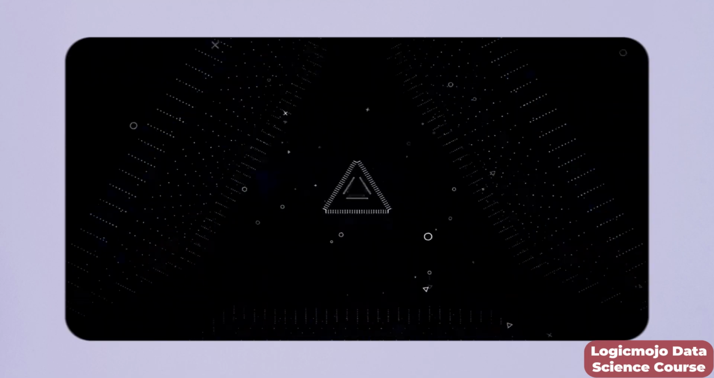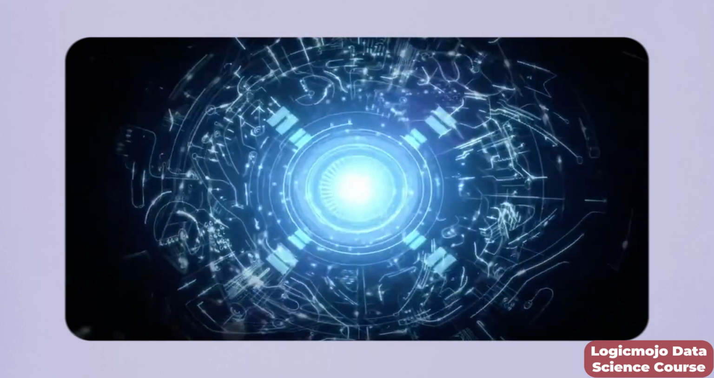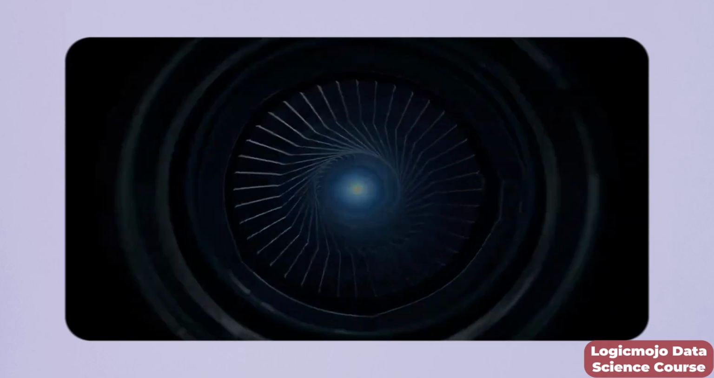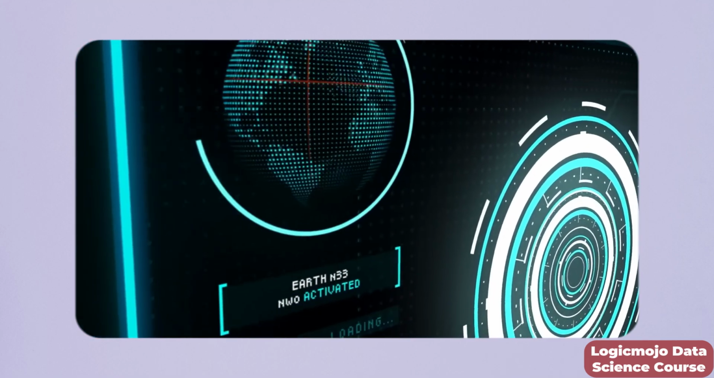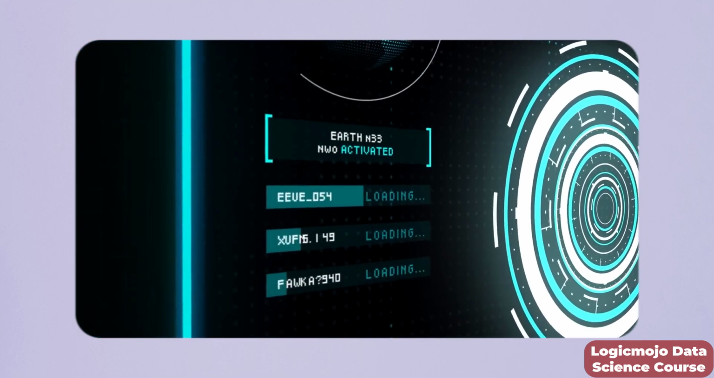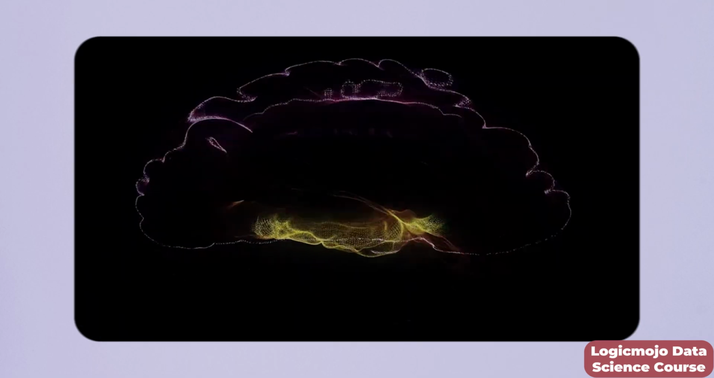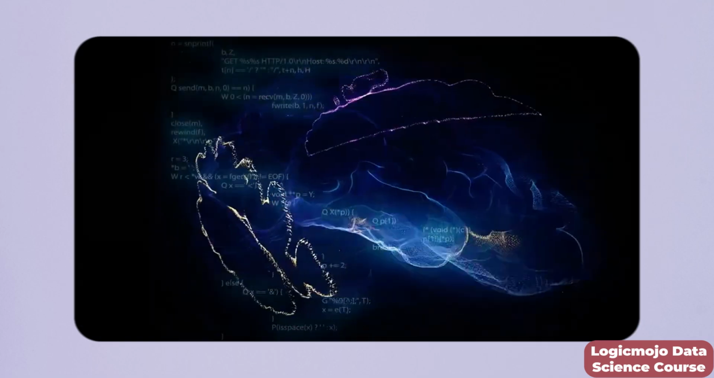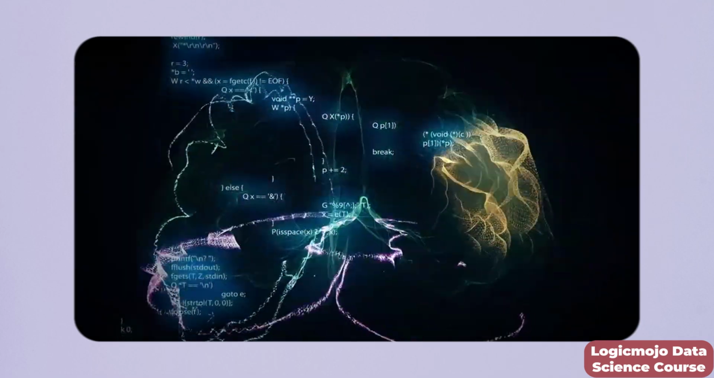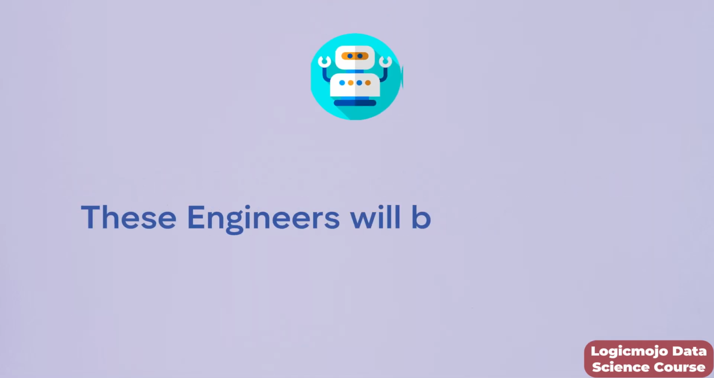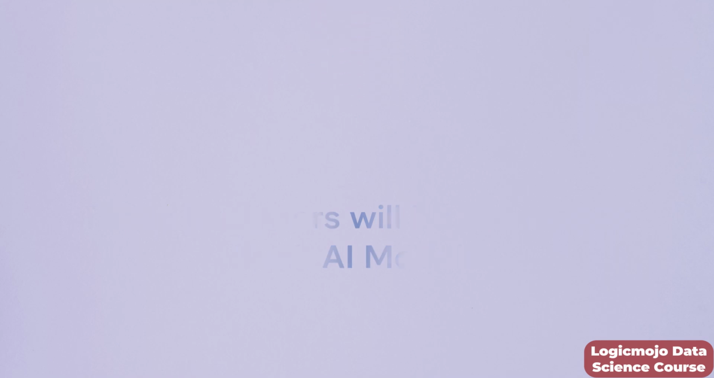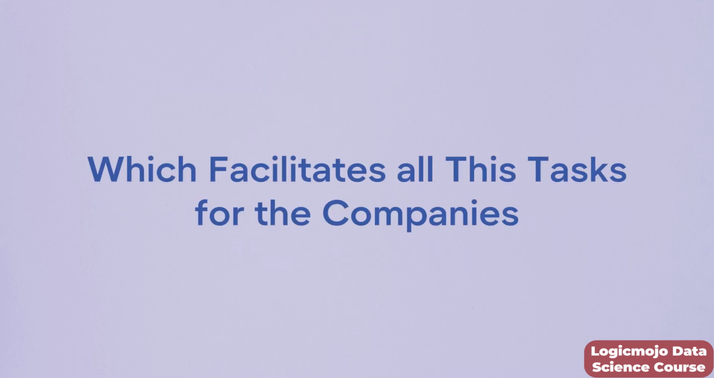But these are the level 1 jobs that will end because of Gen AI. But that's not all. Then the turn comes to level 2 jobs like ours, the software developers, the programmers, the UI/UX designers. In fact, it will gradually capture research work also. And this list is endless. But this is not the complete story. It takes jobs, but along with that, it also generates jobs. So many engineers who work in data science and AI will be hired. And these engineers will develop AI models which facilitate all these tasks for the companies.